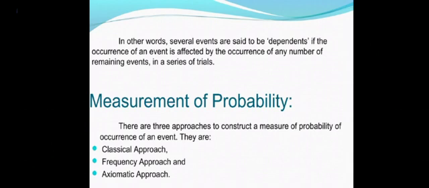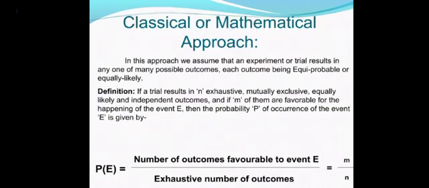Next one: what is the measurement of probability? There are three approaches to construct a measure of the probability of occurrence of events. They are the classical approach, the frequency approach, and the axiomatic approach. There are three types. First, the classical or mathematical approach.